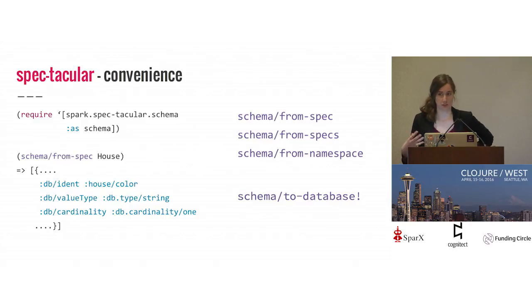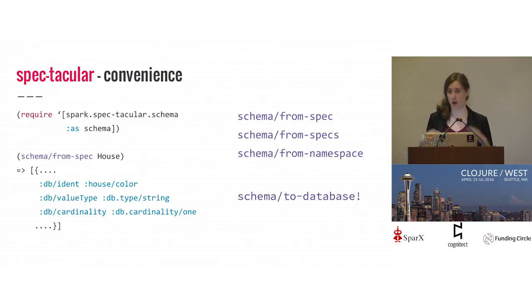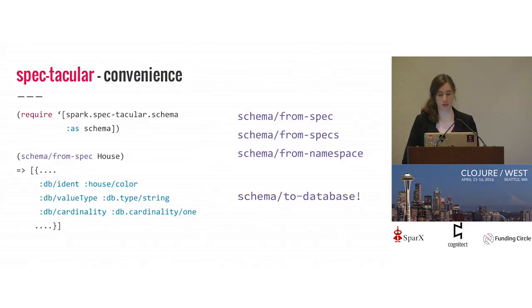And then when you actually need to interact with Datomic, Spectacular just gives you an easy way to make a schema out of these specs. You can say, just make a schema out of my house, and it handles all the boilerplate of making the schema for you. You can make a schema out of your single spec, lots of specs, or a namespace, and then you can just use Spectacular to take that schema and create a database with it.